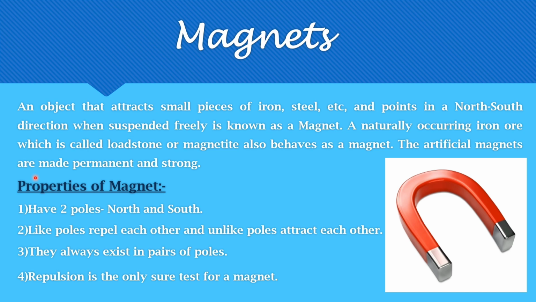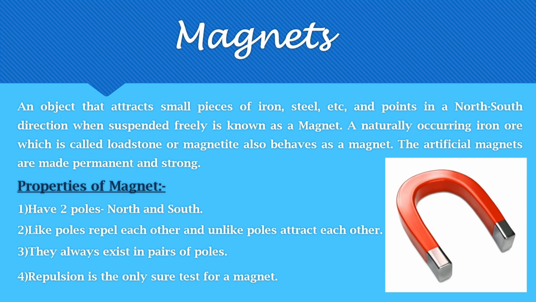So let's see some of the properties of a magnet. Magnets have two poles, the north pole and the south pole. Like poles repel each other when they are brought close together, and unlike poles attract each other. They exist in pairs of poles, and repulsion is the only sure test for a magnet.